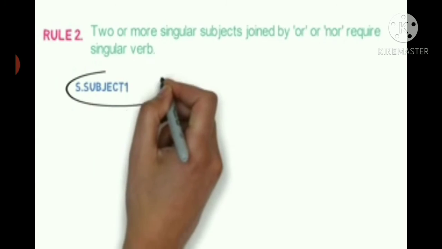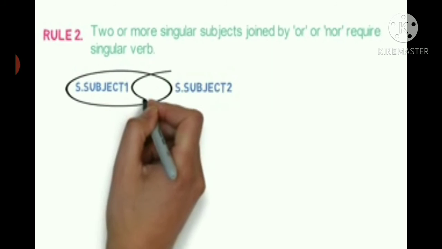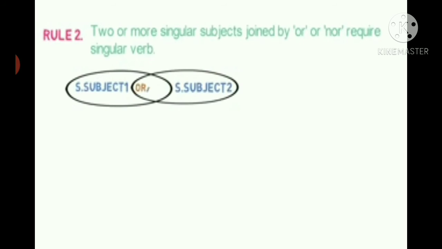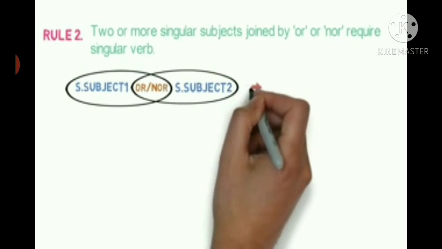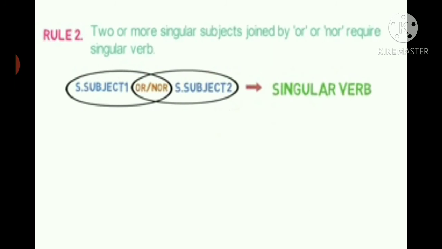Second rule. Two or more singular subjects joined by or nor require singular verb. Now if two or more subjects are there and they are joined by or nor, then in this case we are going to use singular verb only. Okay, let's see the example.